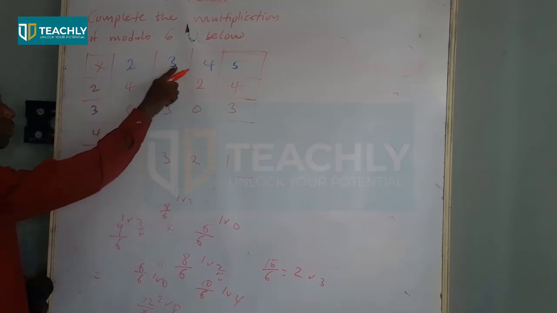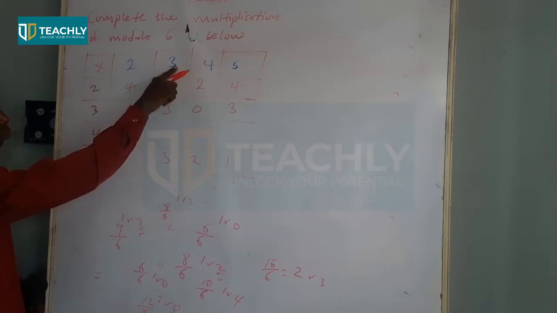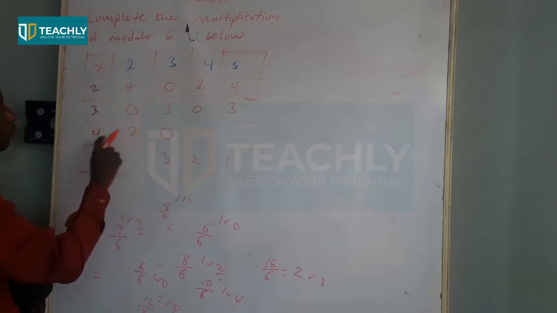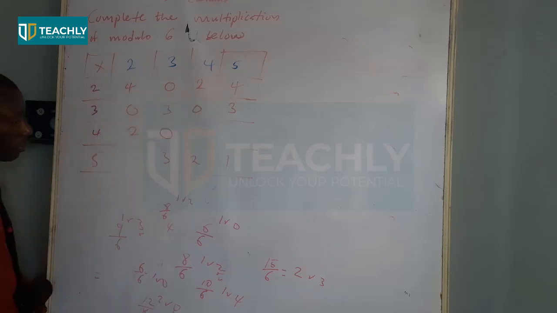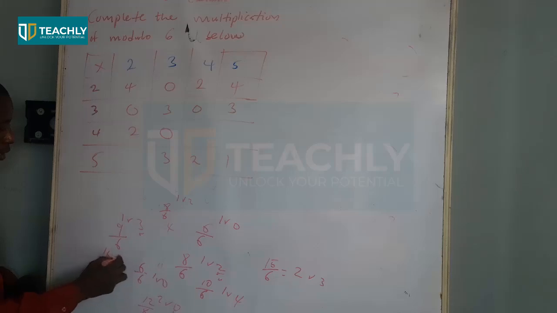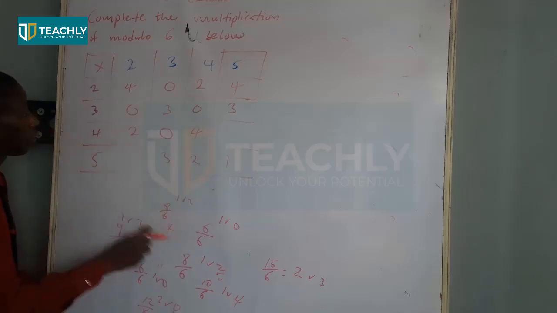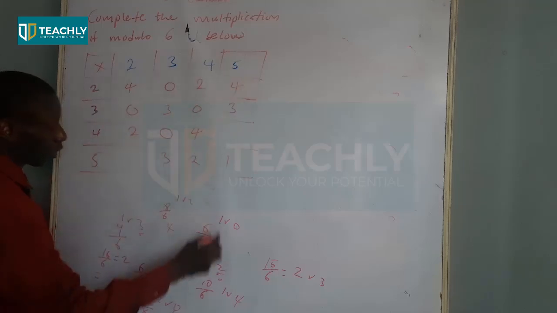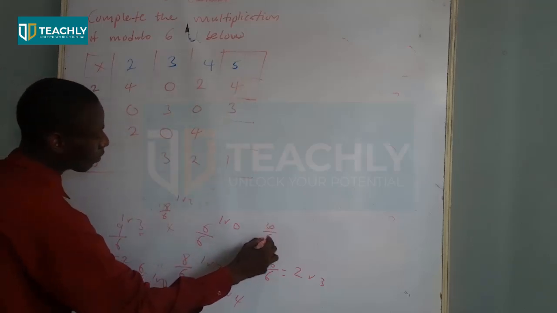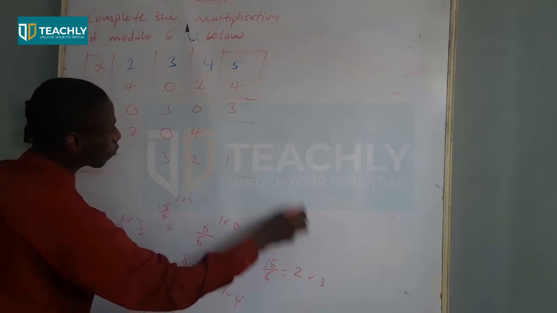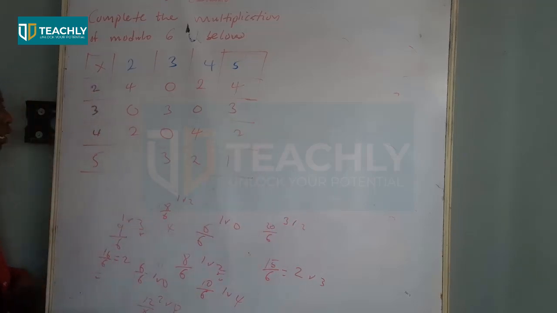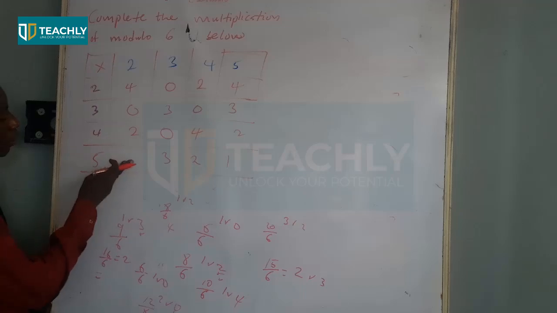4 times 3, we have 12. Divide by 6. That is 2 remainder 0. 4 times 4, 16. 16 divided by 6, you are going to get 2 remainder 4. So you are going to get 4 here. 4 times 5, 20. 20 divided by 6, you are going to get 3 remainder 2. Put 2 here.